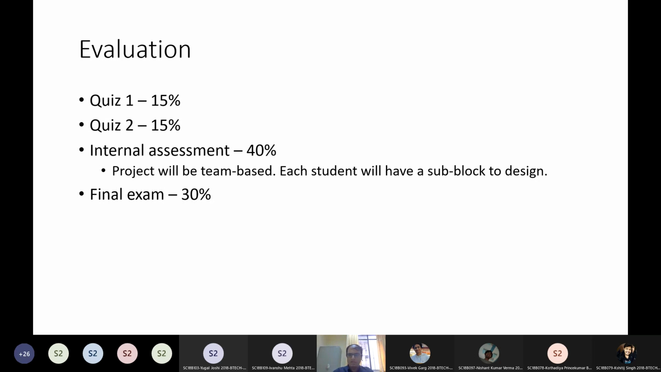I'll be asking questions individually to each of you, and each one has to have designed a particular block, or a sub block. And of course, the final exam carries 30%.